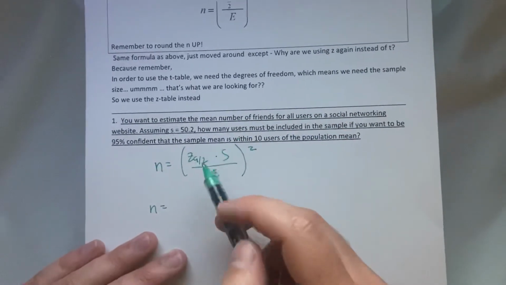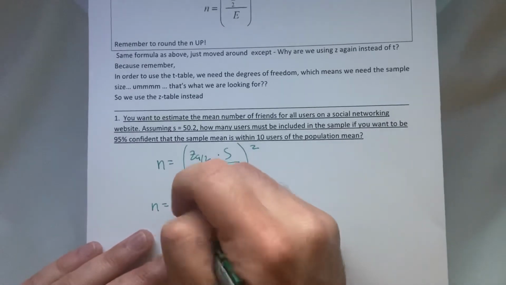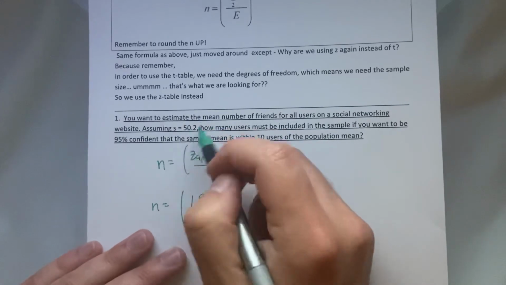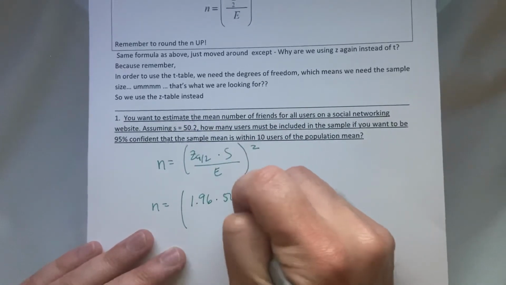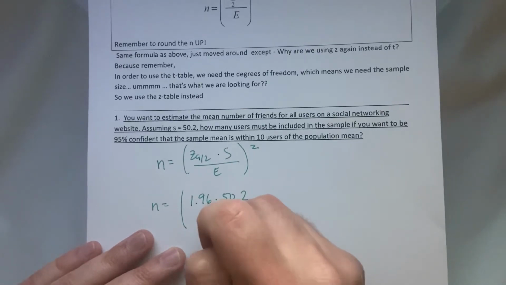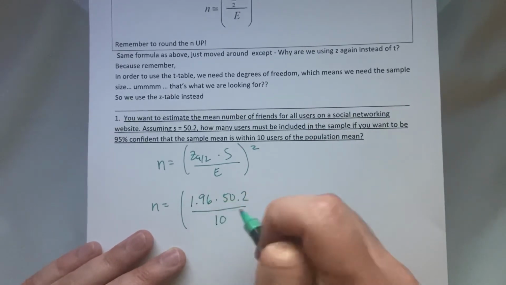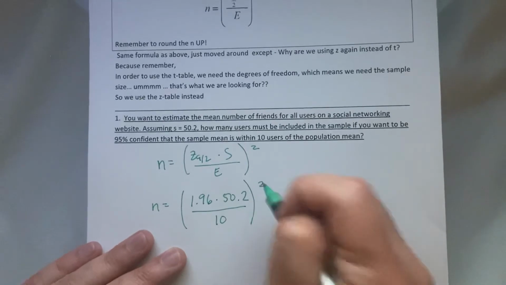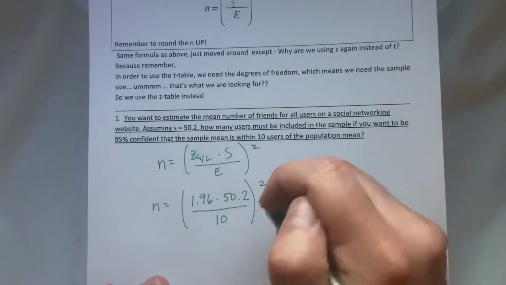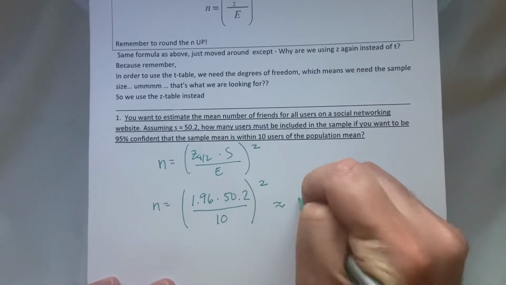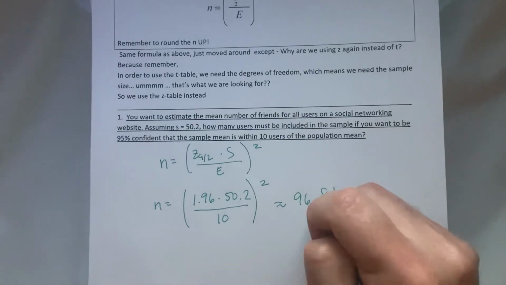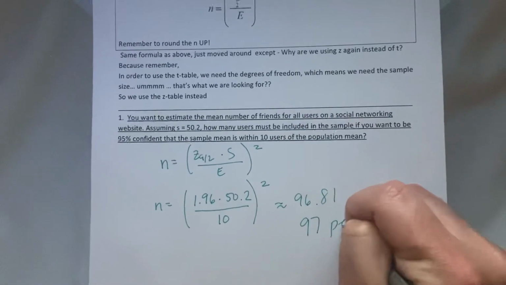What's our critical value for a 95% confidence interval? The z-score is 1.96. Our S that's given to us is 50.2. Our error, you want to be within 10 users, squared. Now, when you plug these all in, you get approximately 96.81. Now, what do you always have to do for n? Round up. That means you need 97 people.